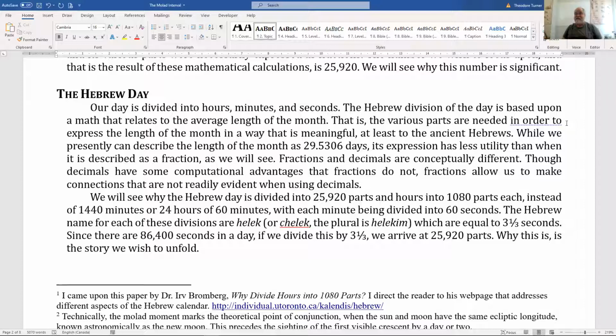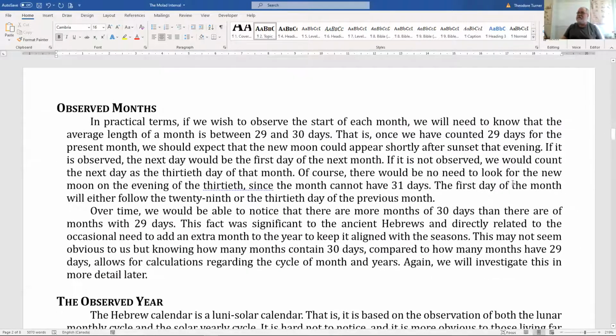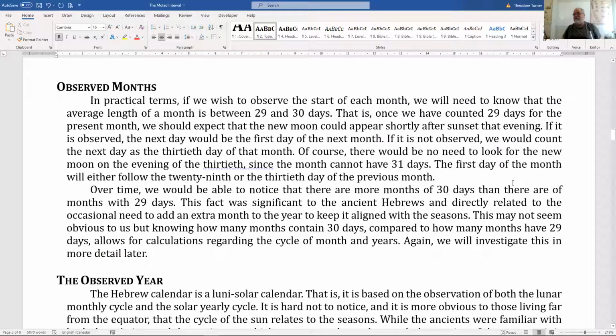So does that make sense that people didn't use minutes and seconds in everyday life? Yes. Okay, until we had clocks. Now, this other thing dealing with months. It says, in practical terms, if we wish to observe the start of each month, we need to know that the average length of the month is between 29 and 30 days. That is, when you're going to count every month, you're going to realize it's 29 days or 30 days, which means that the average length is somewhere in between.